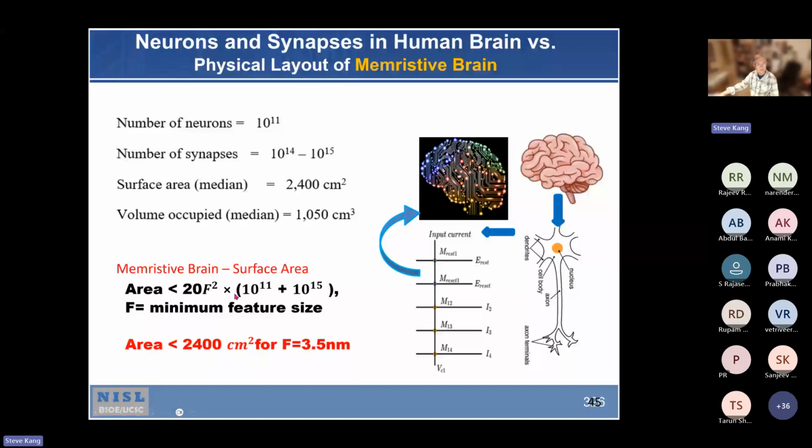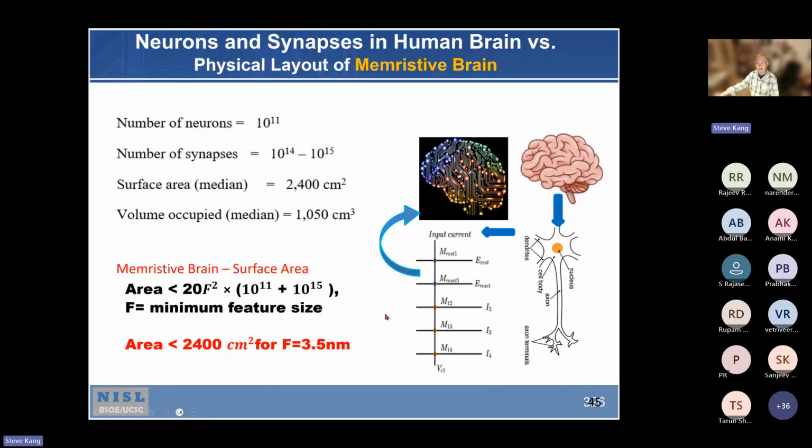and some guard banding. Instead of 50, you add guard banding over 20 because of interconnect area and other things. Still it comes below 2,400 square centimeters. So physically speaking, if you can realize a neuron using memristors and the synapses, you can squeeze all the elements into human brain surface area. That's the message. But does it function like a brain?